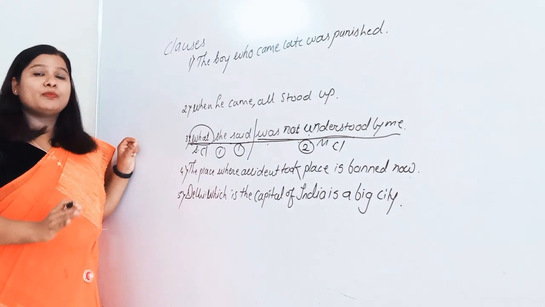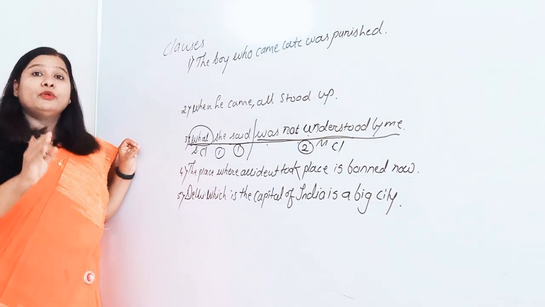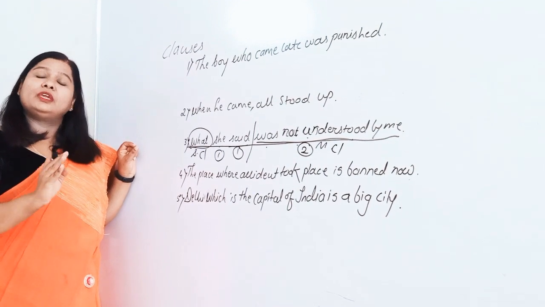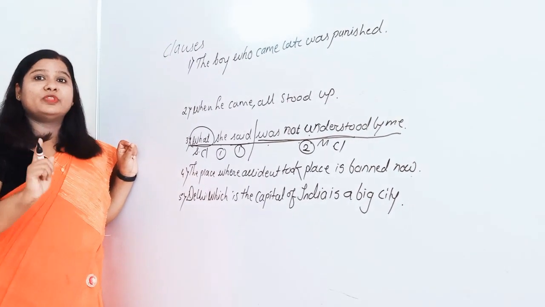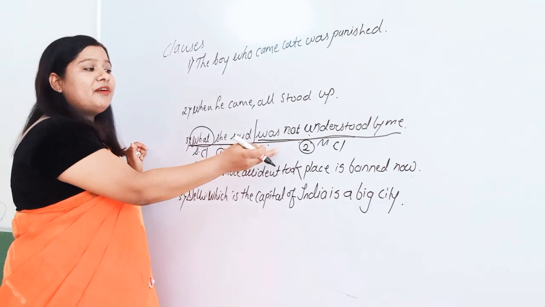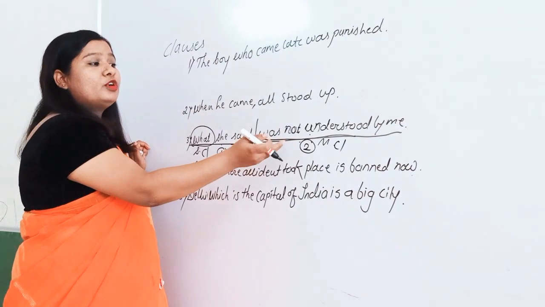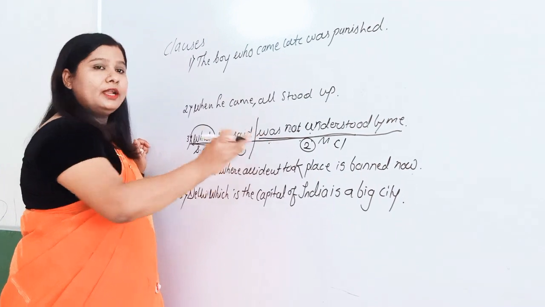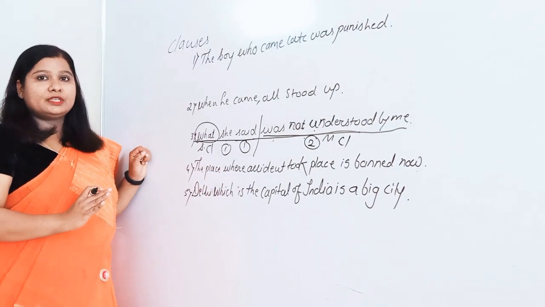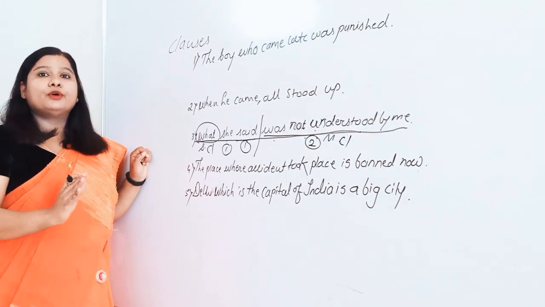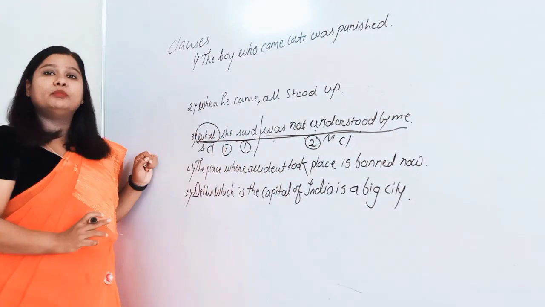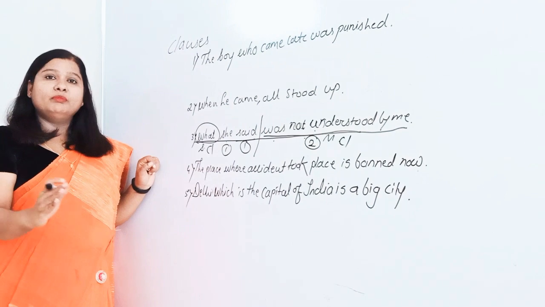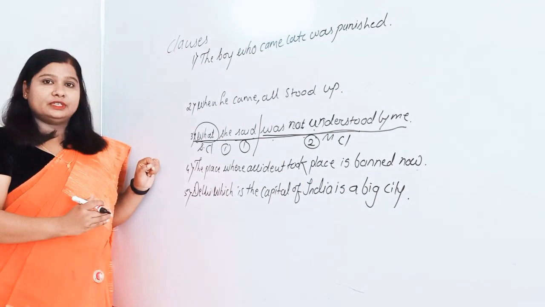And students, I made you clear that what is necessary for framing any clause, whether main or subordinate, is verb and not subject. And we have our subject, verb over here, was not understood. So this is our main clause. Did you understand? One thing is clear over here, that every time the main clause will not come in the beginning. It can come even at the end of the sentence.